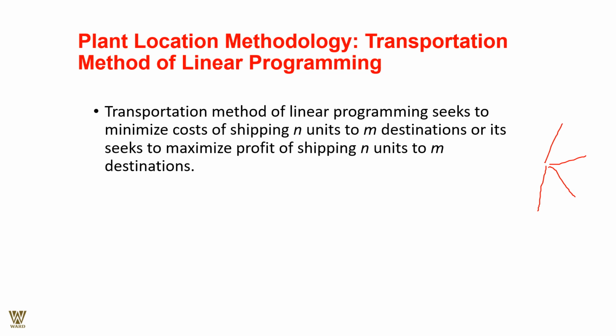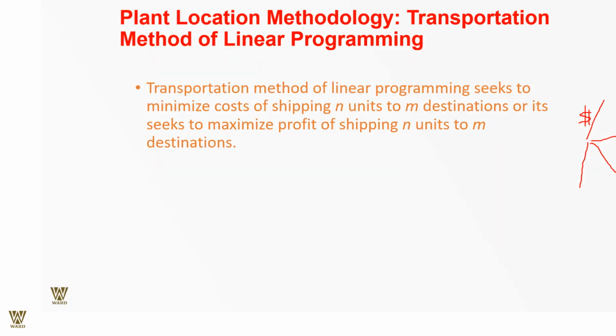So n numbers of units to n numbers of destinations. Shipping n units to M destinations is your transportation problem. Now, this is how much money we are going to spend across it. This is what we are looking at all together.